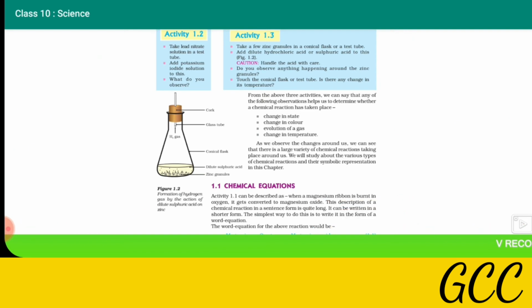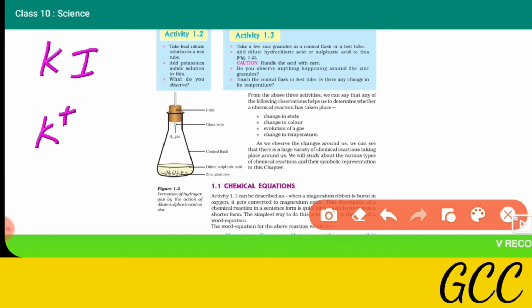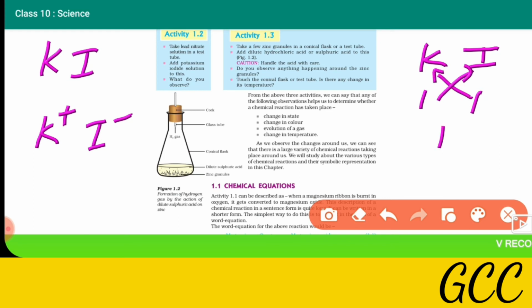Clear? Same way, after that they told you about potassium iodide solution in a test tube. Potassium is represented by K, and iodide is represented by I. K is positive and I is always negative. Potassium valency is 1, iodine valency is 1, so that is why its formula will become KI. Is that clear to all of you?